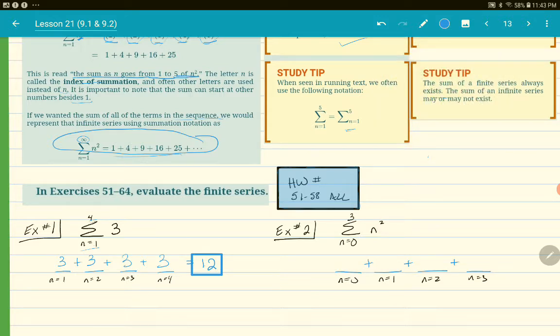When n equals 0, n squared is 0. When n equals 1, n squared is 1. When n equals 2, n squared is 4. And when n equals 3, n squared is 9. So adding those together, I get 14.